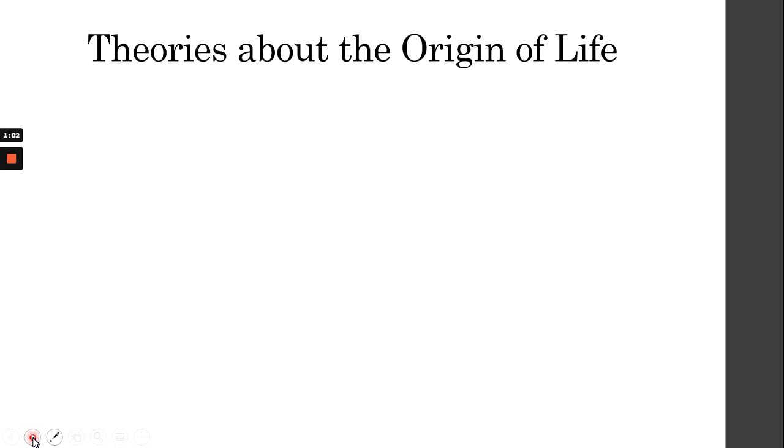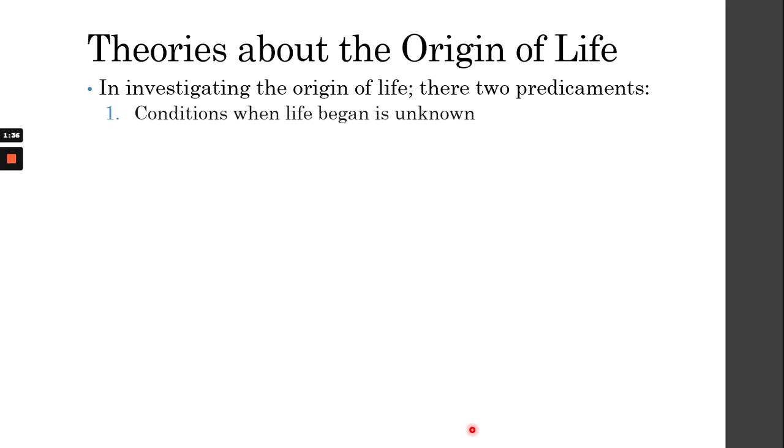First, let's talk about some of the predicaments, dilemmas, or problems that we may encounter when we are talking about the origin of life. If you want to study the origin of life, it can be very difficult, not only because it's been a long time, millions of years since life started on Earth. At least that's what we believe, and that's what studies have been showing us, that life on Earth started billions of years ago. But one of the two main issues in studying the origin of life is, first, that the conditions when life began are unknown.